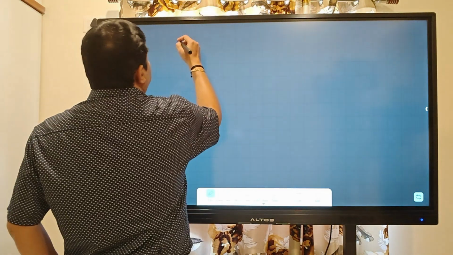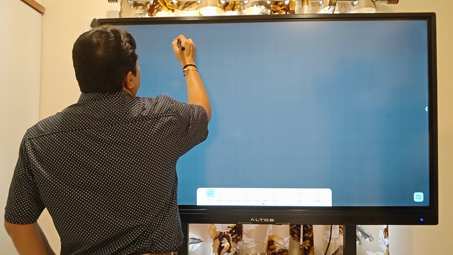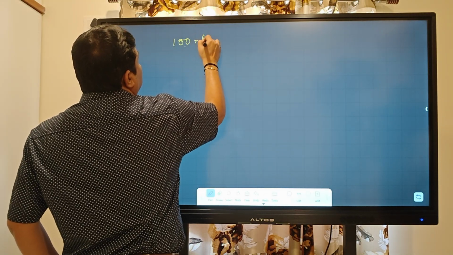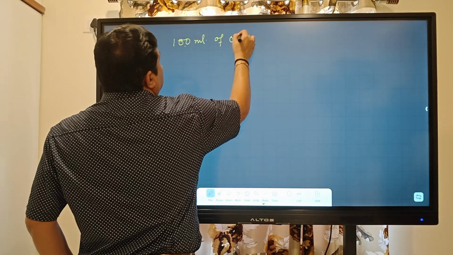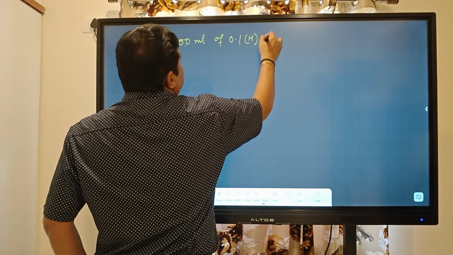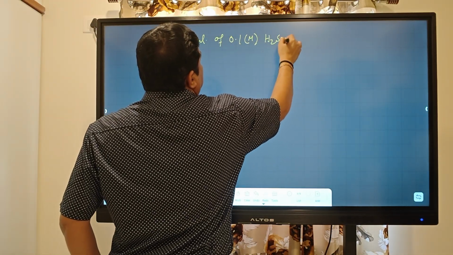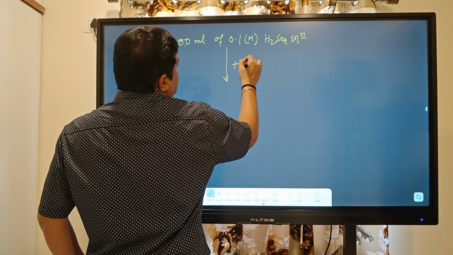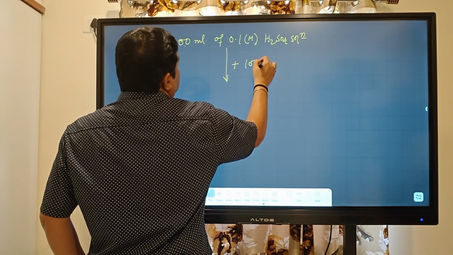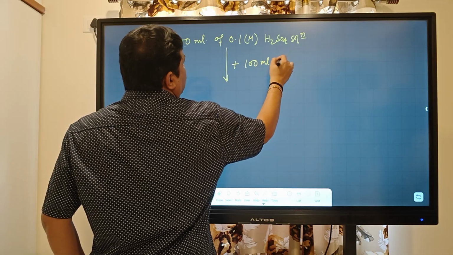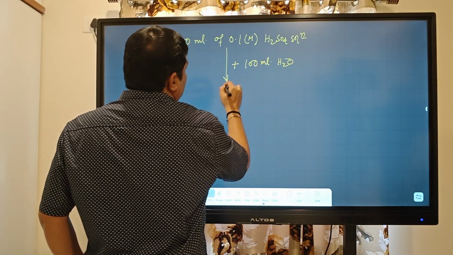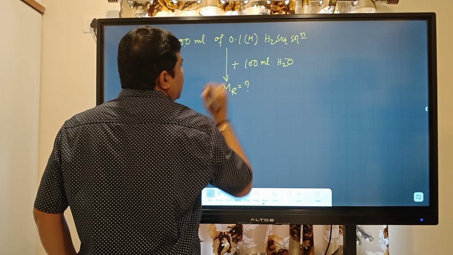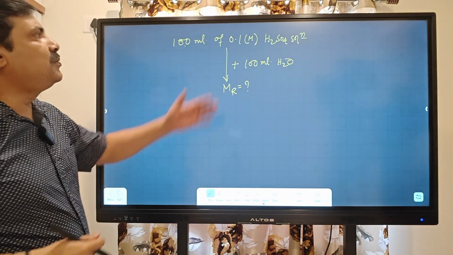Suppose I tell you that you have 100 ml of 0.1 molar H2SO4 solution, and in this solution you are adding 100 ml of water. Then what will be my final molarity, or resultant molarity?